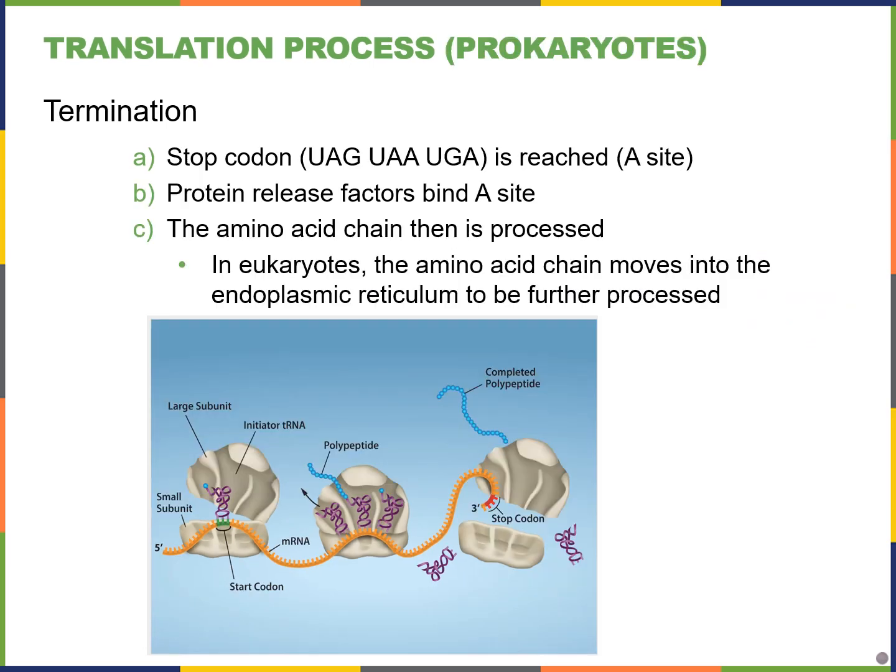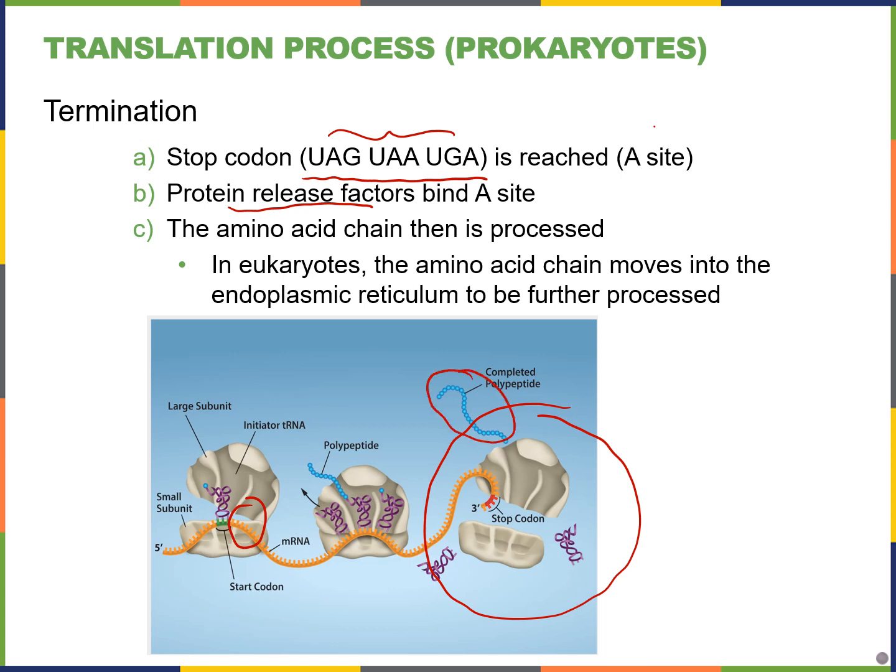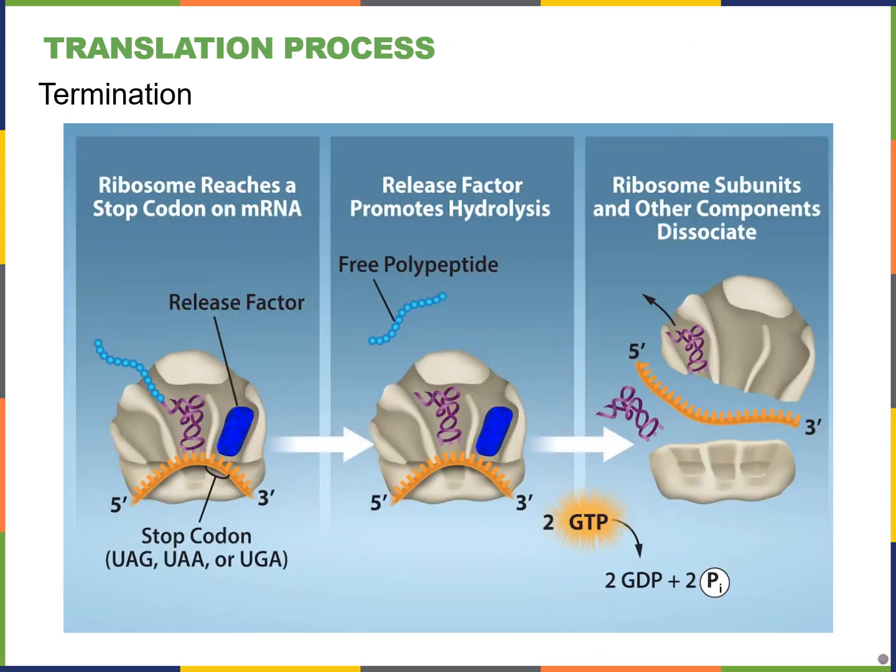Finally, in our last step, termination, in the A site we're going to reach one of those 3 stop codons we learned about earlier. If you see any of these in the A site, protein release factors will come in and bind the A site because there are no amino acids corresponding to these stop codons, and then everything will fall apart, and the polypeptide will undergo further processing, especially in eukaryotes. This usually means that the amino acid chain is going to move into the endoplasmic reticulum, usually the rough ER, to be processed further. So here's a closer look at that termination process.